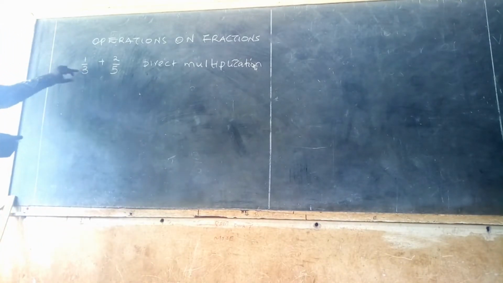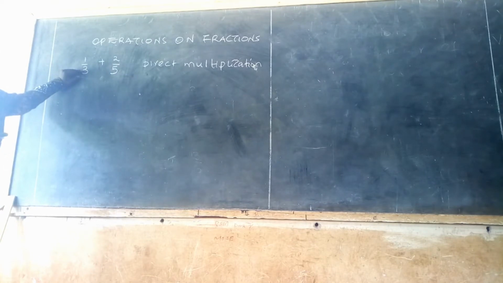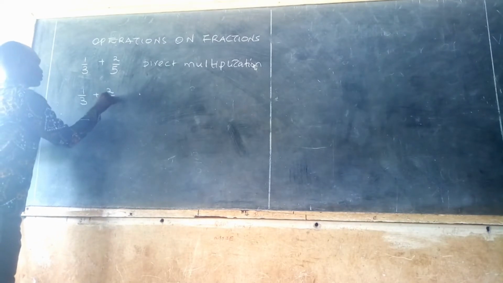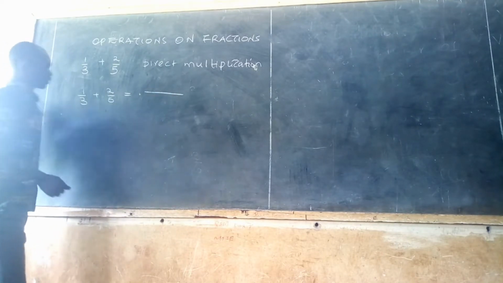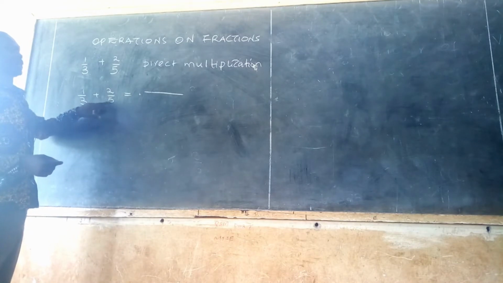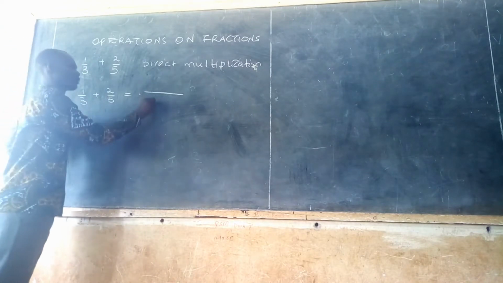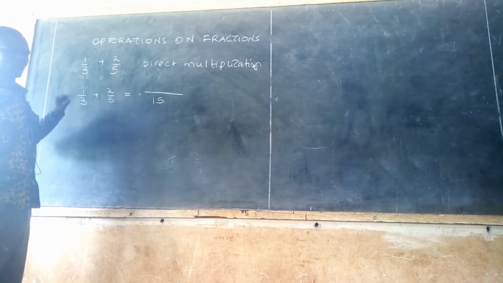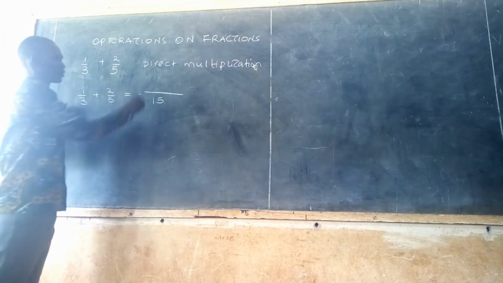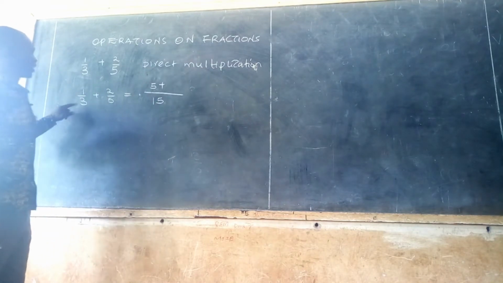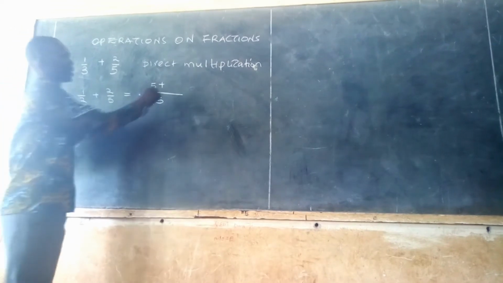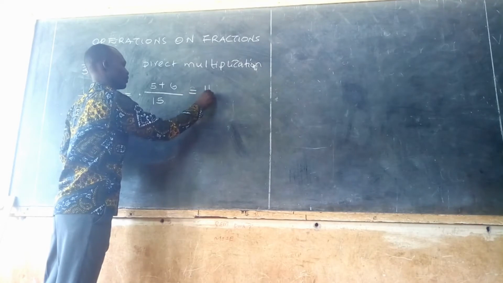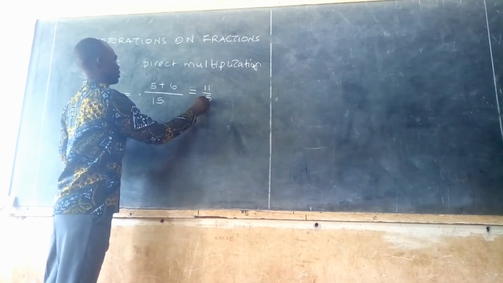You begin by multiplying the denominators. So, if I have 1/3 plus 2/5, all I need to do is multiply 3 times 5. That will give me 15. After that, I do cross multiplication. That is 5 times 1, which gives me 5, and then 3 times 2, which gives me 6. At the end of the day, I have 11/15. And that is all.